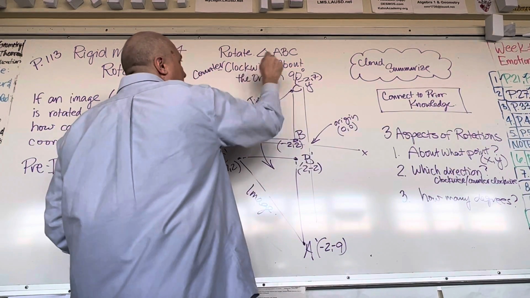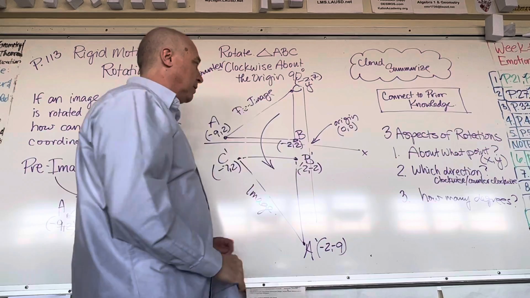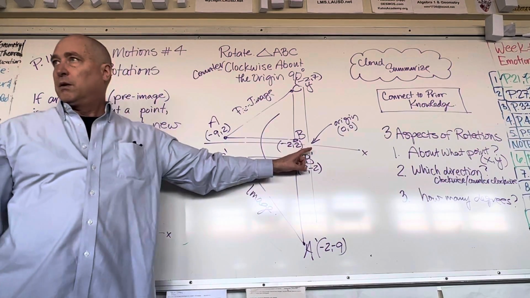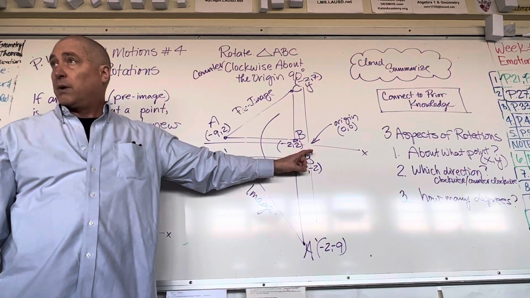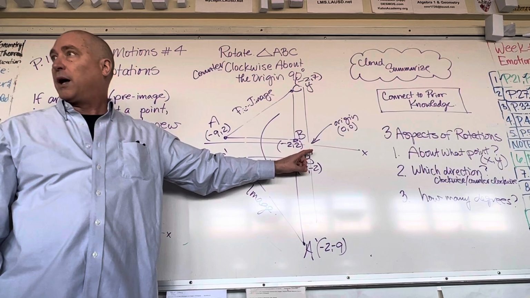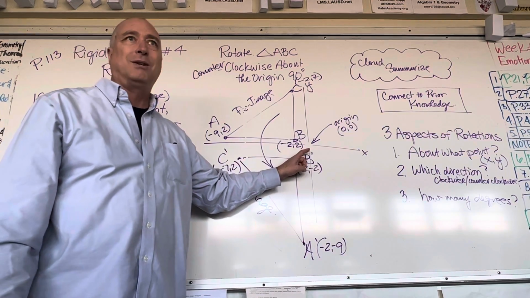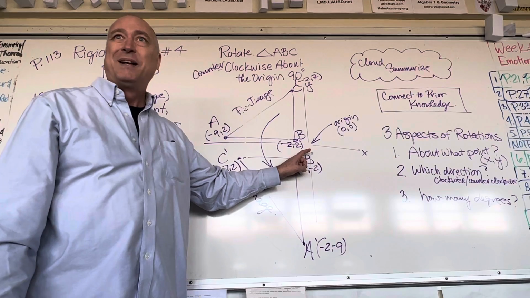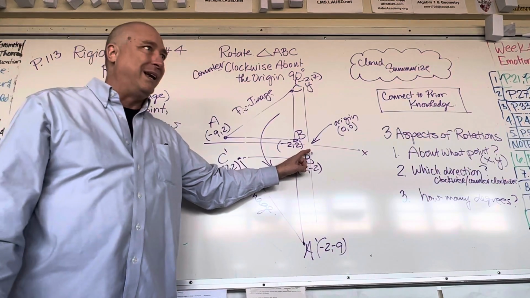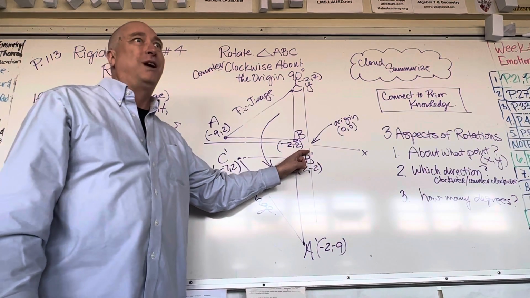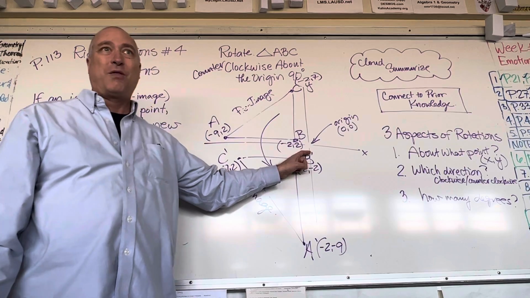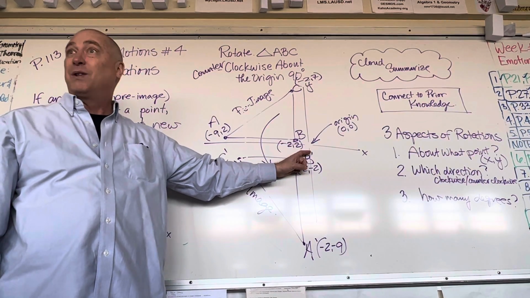And then it says about the origin. Where's the origin? The origin is at 0, 0, right? Go back to your old days of graphing and plotting points. The origin is the 0. What does the word origin mean to you? Starting point? Or beginning? Or creation. In the beginning, there was nothing, and then there was an origin, right? And that's where everything started from, right?